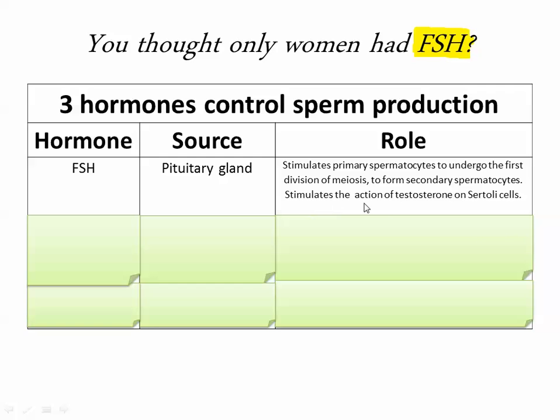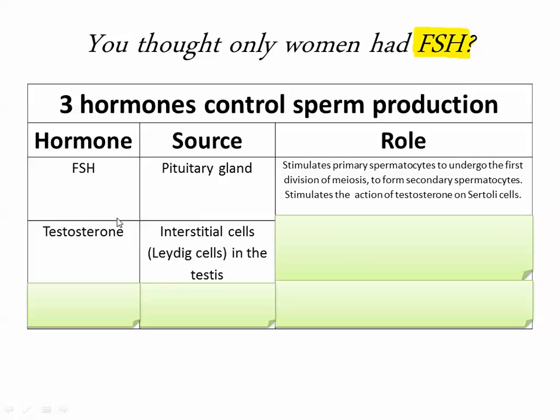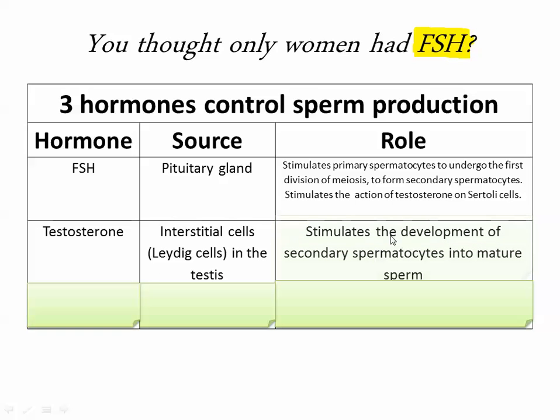It also helps to stimulate the action of testosterone on Sertoli cells. And testosterone, the role of testosterone, which is produced in these cells that were mentioned, either you can call them Leydig cells or interstitial cells, stimulate the development of secondary spermatocytes into mature sperm. So FSH helps the first step, and then testosterone helps those secondary spermatocytes to actually turn into mature sperm. So if you don't have testosterone, that is going to affect the production of sperm cells.